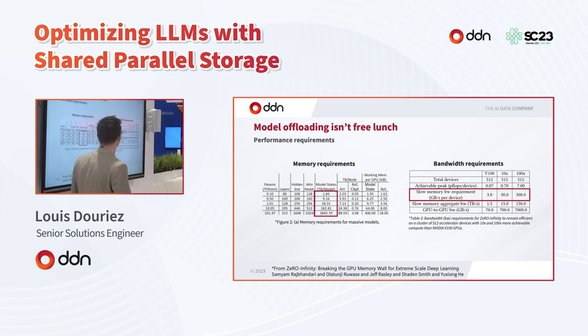So you can see how we are in parallel file system territory in terms of memory needed to store these models. And in terms of throughput, if you want to do that cold storage to GPU transfer, you need really high throughput. It depends on your GPU, of course, and it can range from 2 gigabytes per GPU up to 300 gigabytes per GPU for future GPUs that haven't been invented yet.